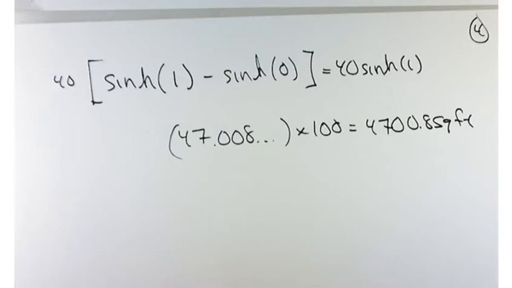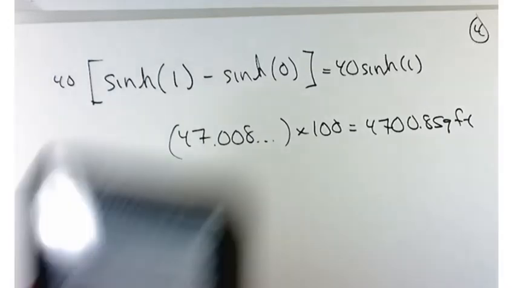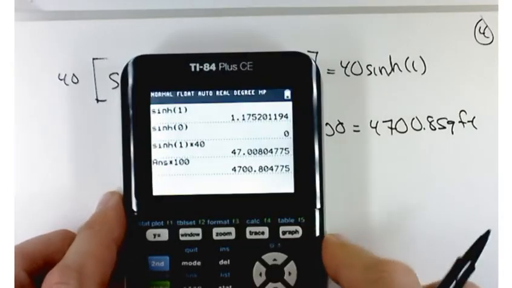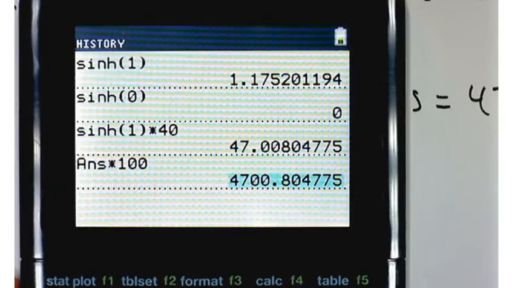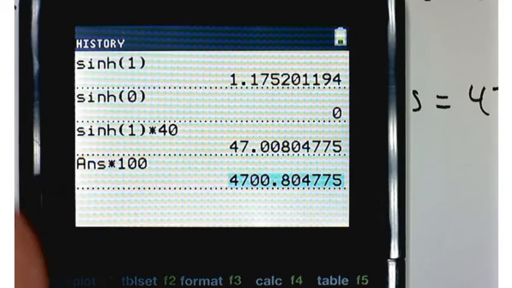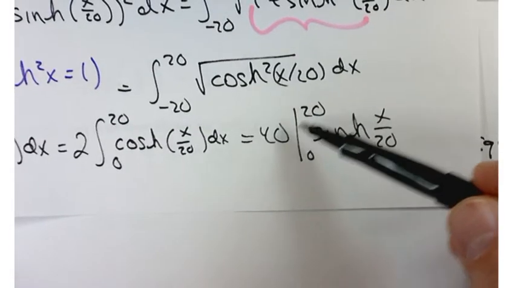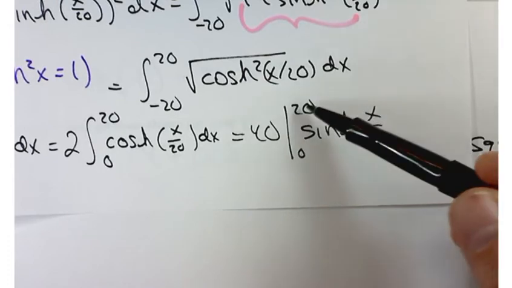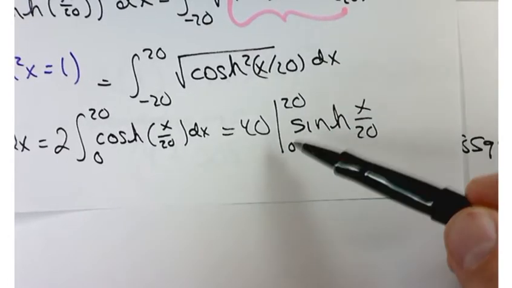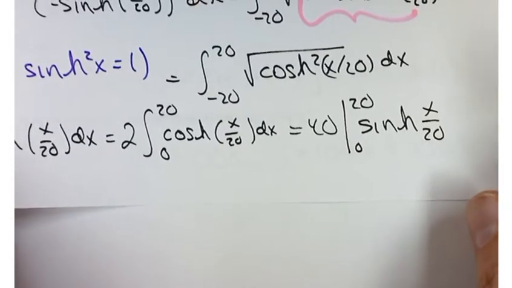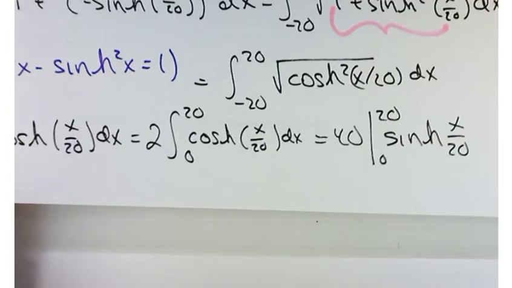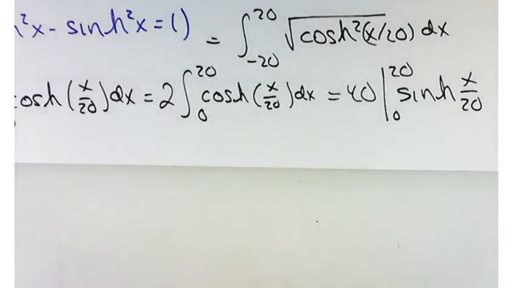Hans? Where did I get sinh of 0? Oh, I already had sinh of 1 programmed in. Right up here, when we put in the limits of integration, 20 over 20 gives you 1, and 0 over 20 gives you 0. All right. That's all right. Anything else on problem 32 here?